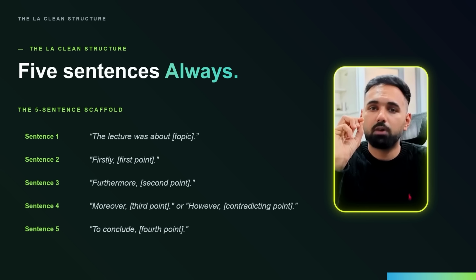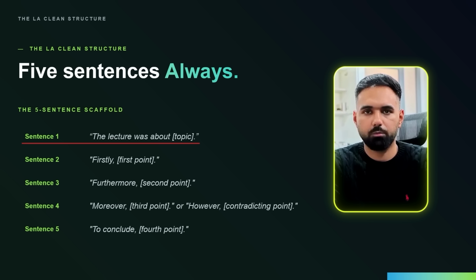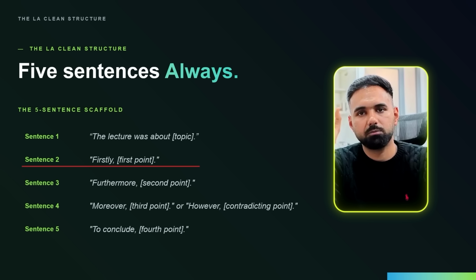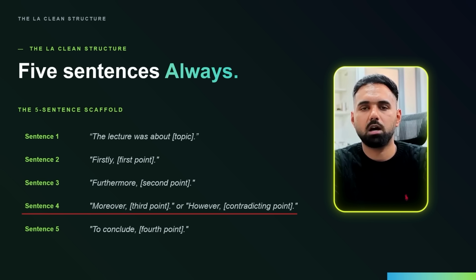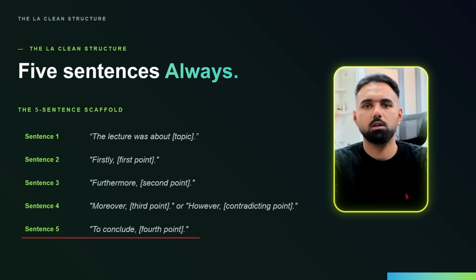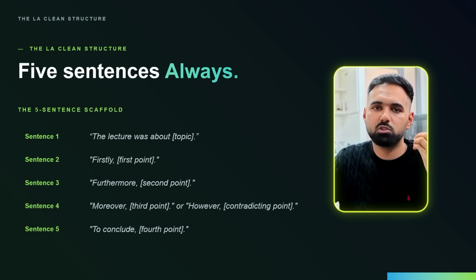You always write five sentences in the summary. This is the structure for the first sentence: "Dash was the main topic of the lecture," or you can write "The lecture was about" whatever the main topic is. Then: "Firstly, the speaker mentioned," or you can simply write "Firstly," idea number one. "Furthermore," idea number two. "Moreover," or "however" if it is a contradicting idea, third point. And "to conclude," fourth point. That is all you have to do. Now let us do one summary, see how I go, and I will share some key points with you as well.